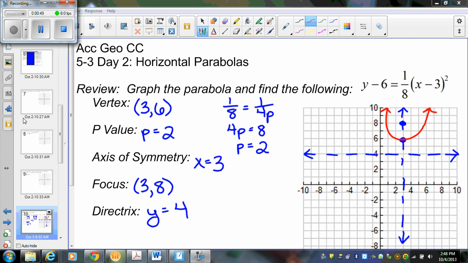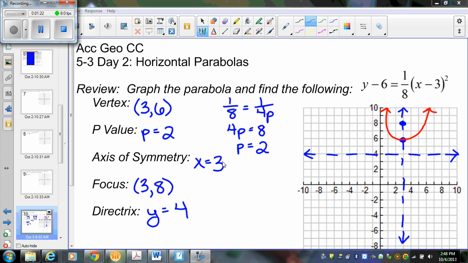Okay, so check yourself. Your vertex should be at (3, 6), right here. Your p-value, when you set your 1/8 equal to the formula 1 over 4p, comes out to be 2. So from the vertex, you will count up 2 in the y direction to get to your focus. Jumping down here, that makes our focus (3, 8). Conversely, we go down 2 from our vertex to get to our directrix line, y equals 4.